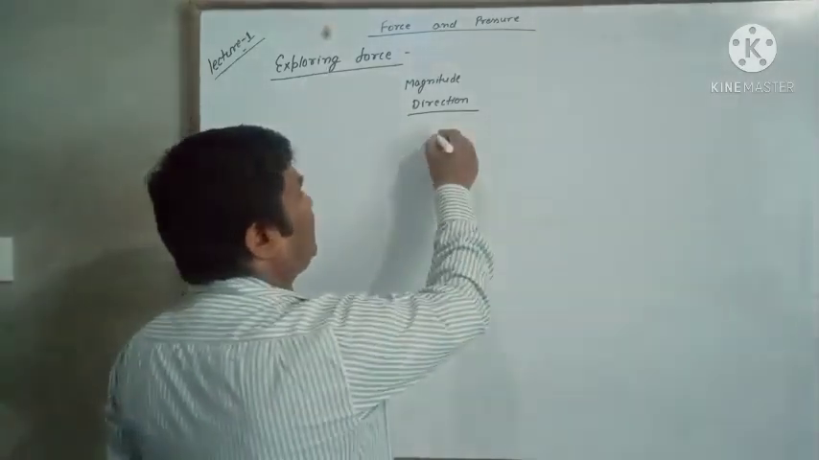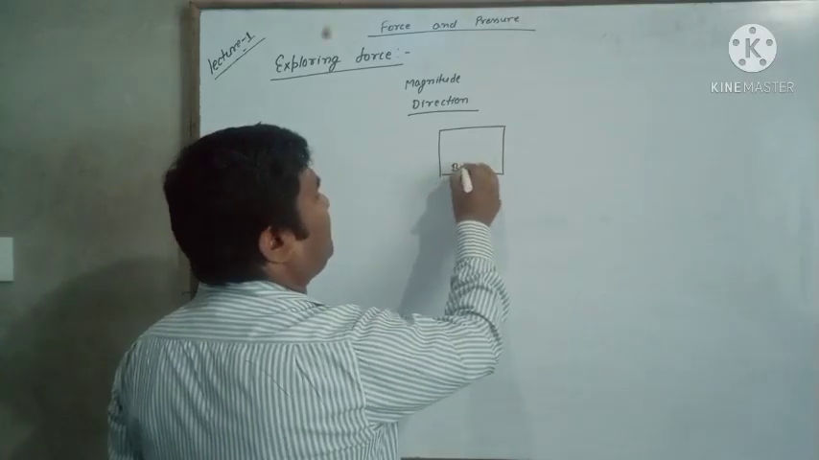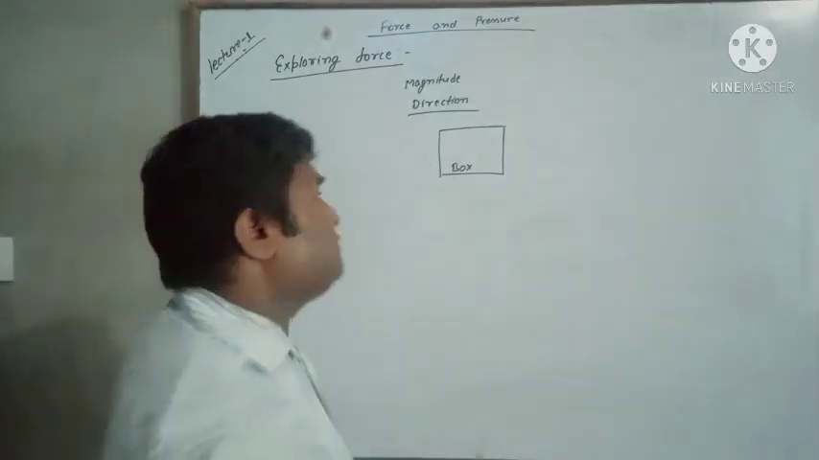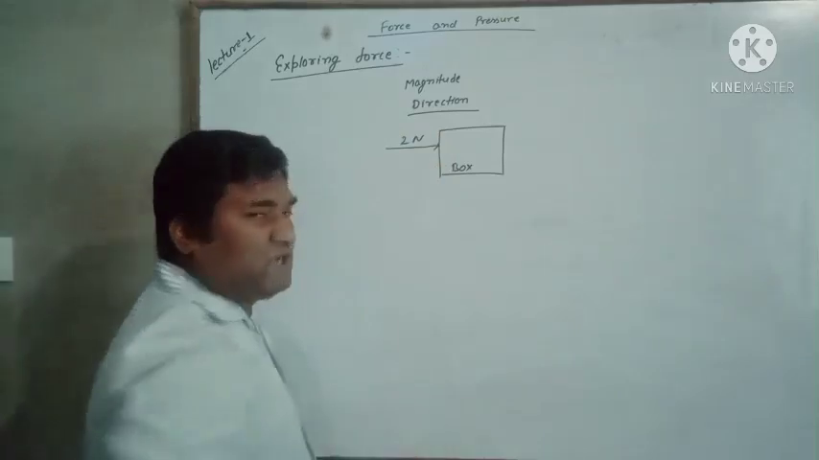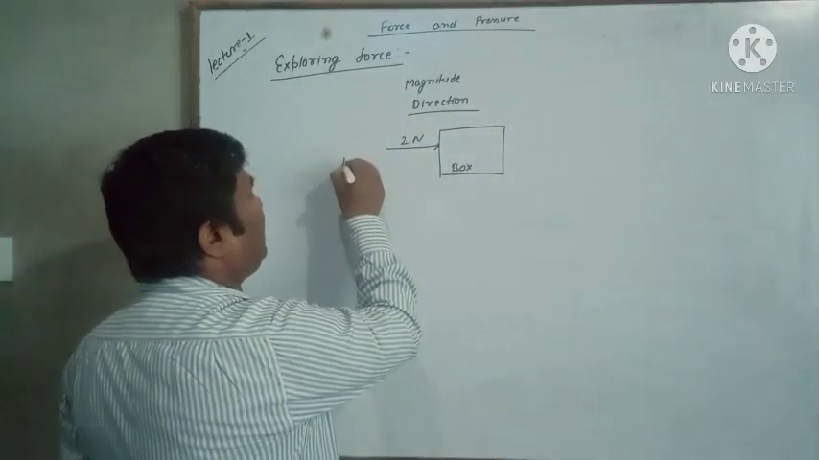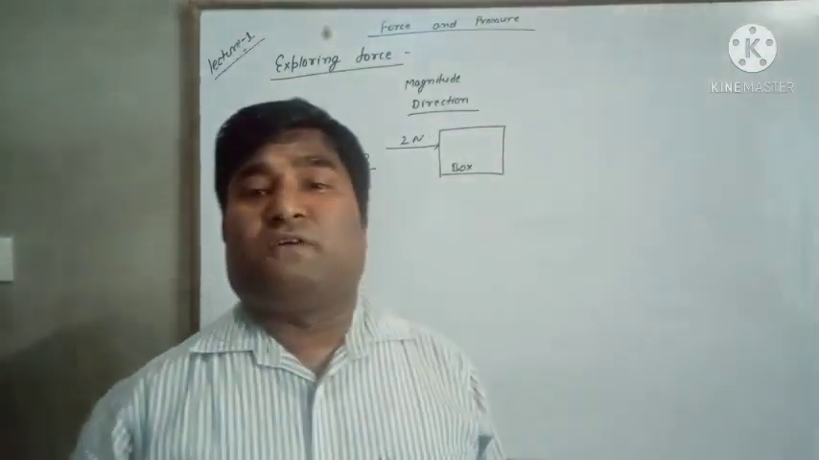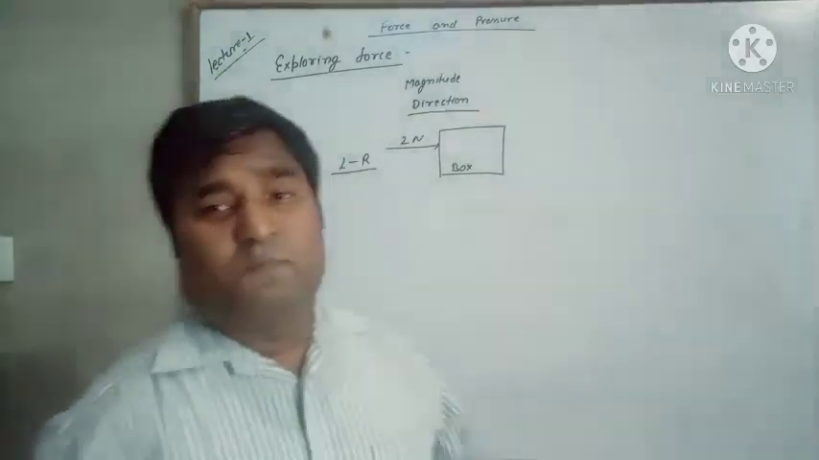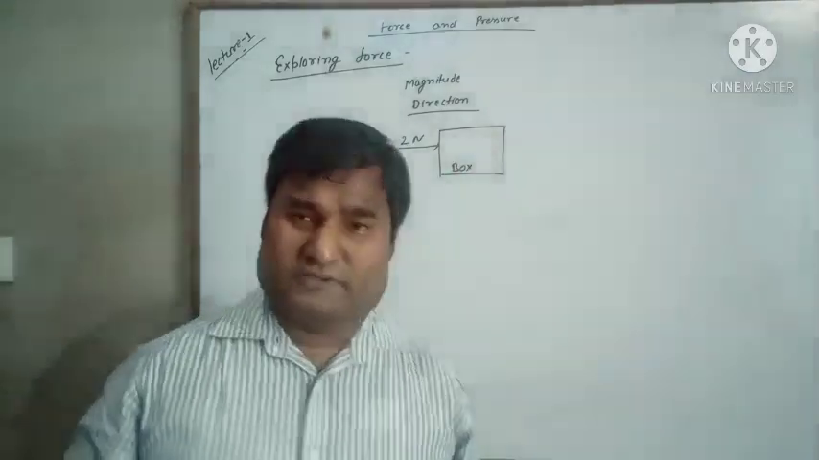For example, there is a heavy box. There is a box. This box is there and you are applying a force of 2 Newton from left to right to move the box. With very much difficulty you moved the box.